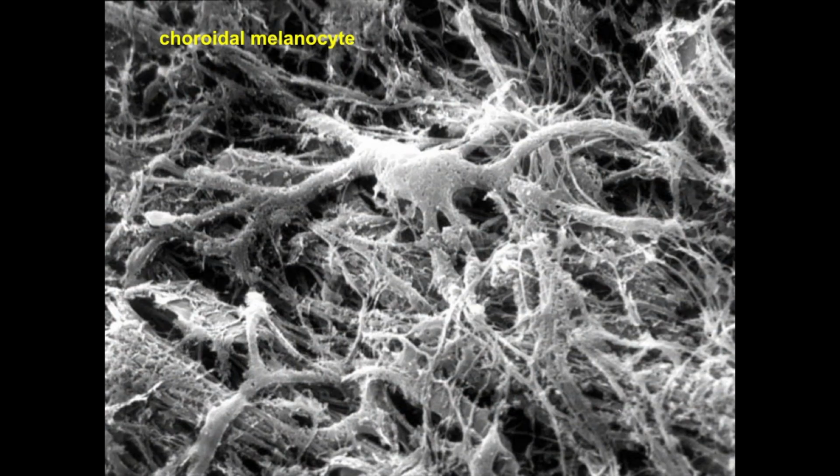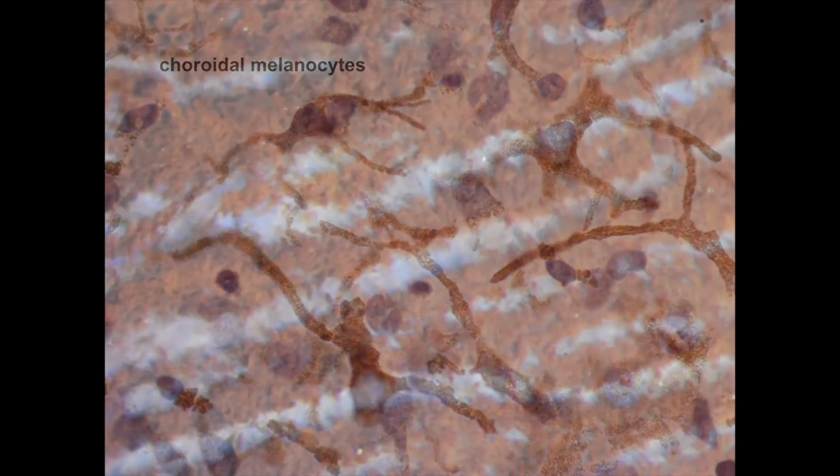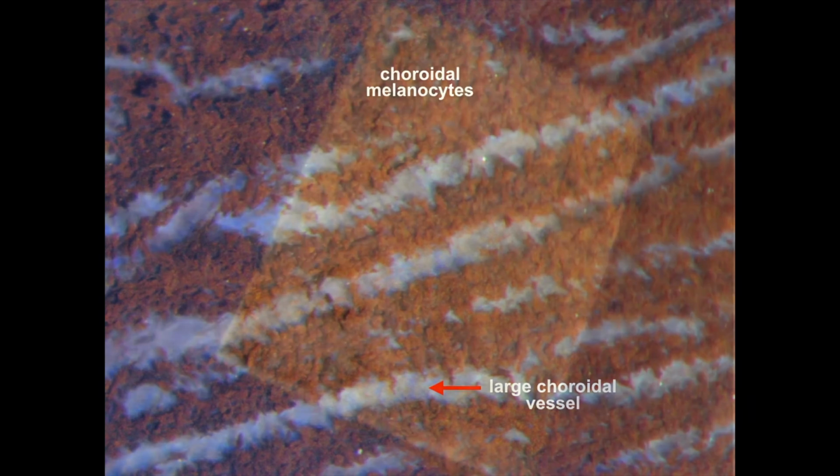The choroidal melanocytes have a dendritiform configuration, shown here in this scanning electron micrograph, and in this light microscopic flat preparation. This macro photo shows the outer surface of the choroid, which has been peeled away from the sclera. Pigmented melanocytes fill the spaces between large choroidal vessels. In heavily pigmented individuals, this may give rise to the appearance of a tigroid fundus.